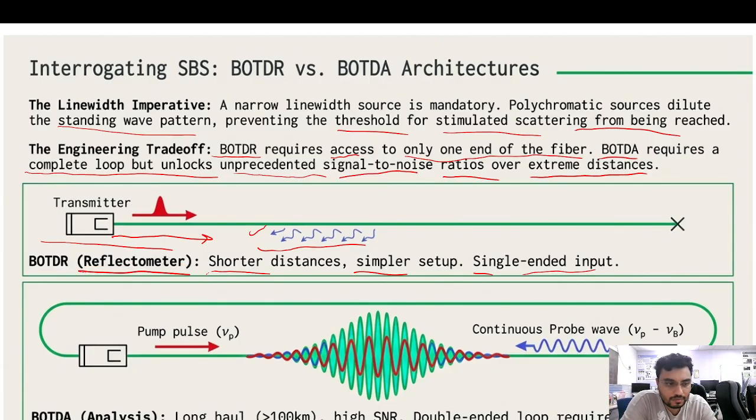While in BOTDA, what is happening in this analysis: the pump pulse will go in this direction and has some kind of reflected beams, and from this side also, because of the transmission, the continuous probe wave, and because of that there will be a standing wave, which requires a double-ended loop, and has a long haul of above 100 kilometers.